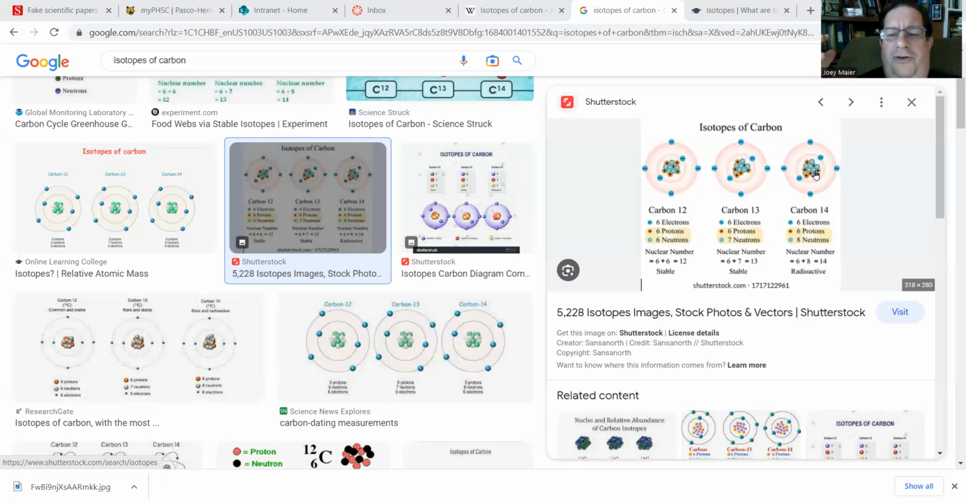Carbon 12, carbon 13, those are stable. Carbon 14, that's radioactive. So some properties do vary with the neutrons, but not the chemical properties, how many bonds they want to make, stuff like that. Anyway, that's an isotope. Isotopes are different weights.